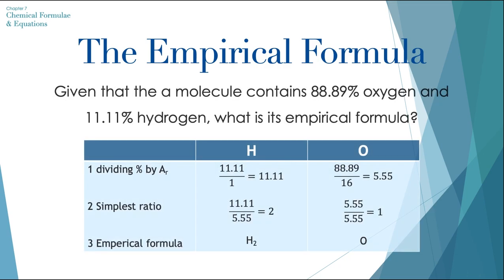I hope you've understood this. It was pretty simple. Empirical formulas can be determined by experiment as well. For example, magnesium combines with oxygen to form magnesium oxide. Anyways, now that we've understood this, we are going to move ahead onto chemical equations.